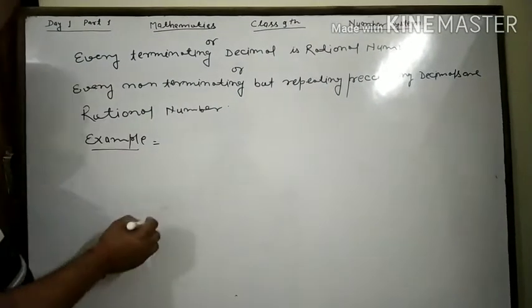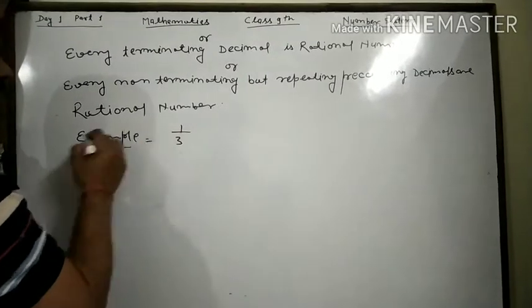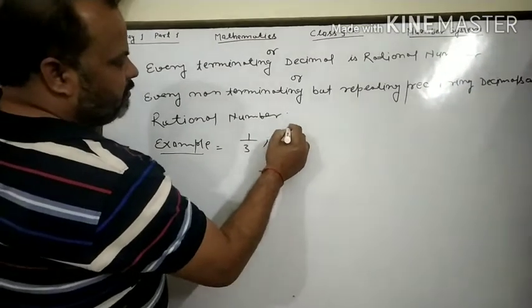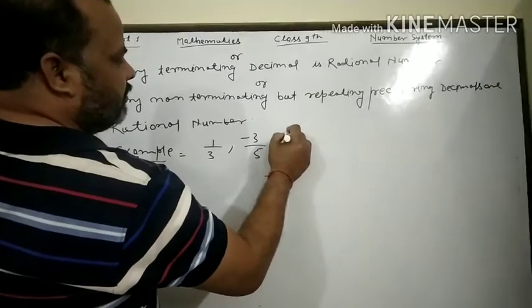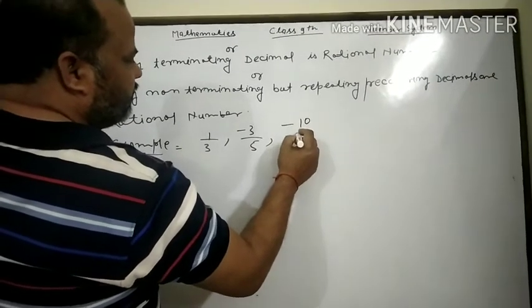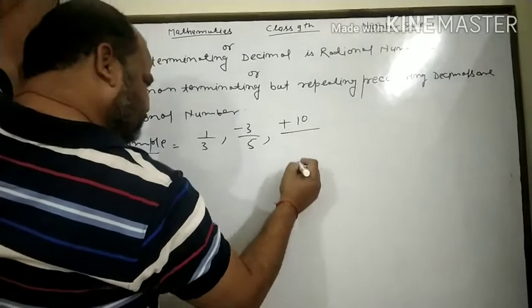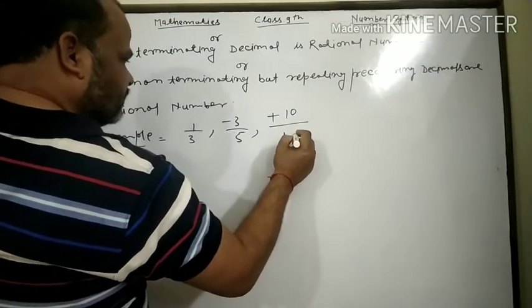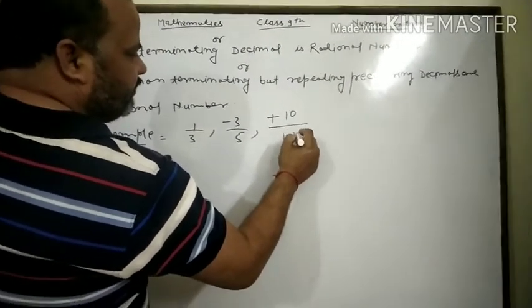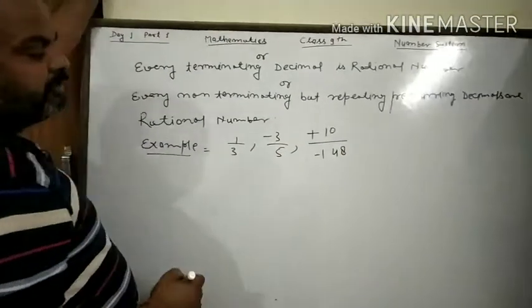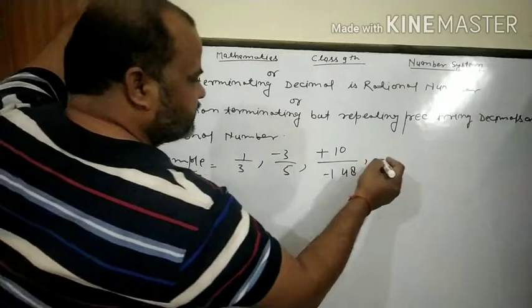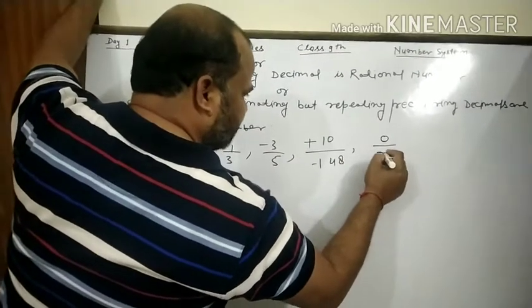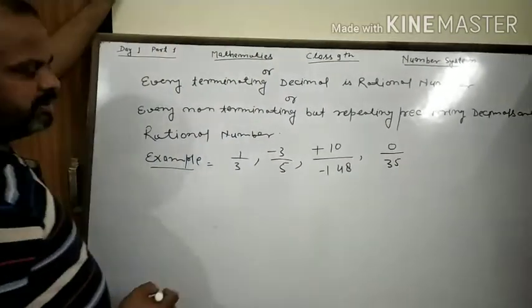You know that 1 upon 3 is a rational number, minus 3 upon 5 is a rational number, minus 10 plus 10 upon 148, minus 148 is a rational number. Clear? In the same way 0 upon 35 is a rational number.